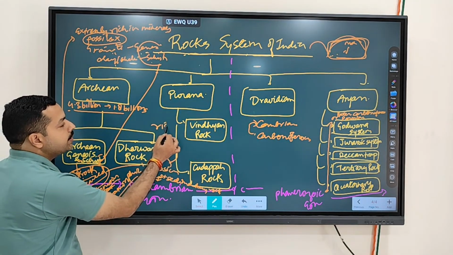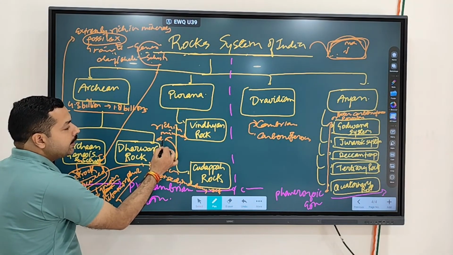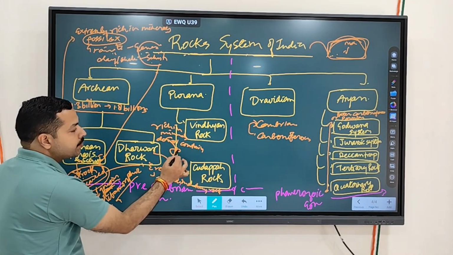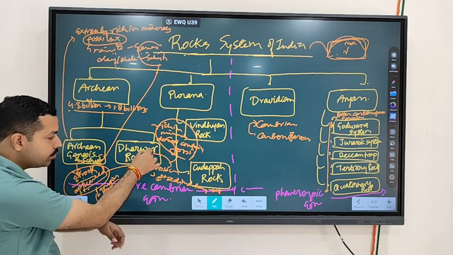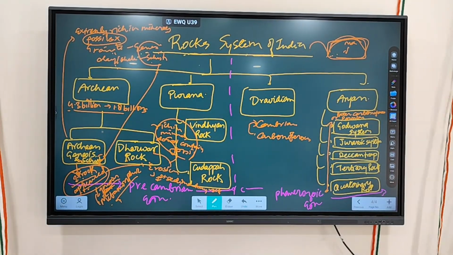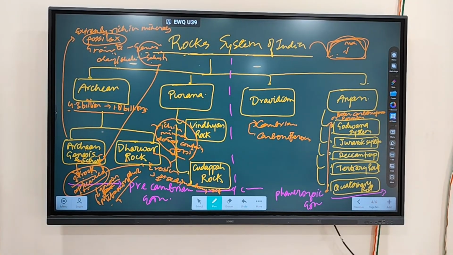These are also very rich in minerals, but they do not contain fossils. That's why in Karnataka, where you see most of the Dharwad rocks, you are seeing gold mines, copper mines, iron mines. All these mines you are seeing in Karnataka.